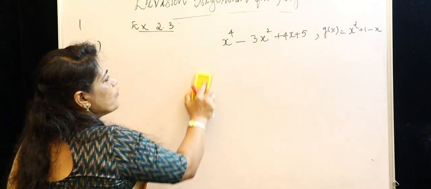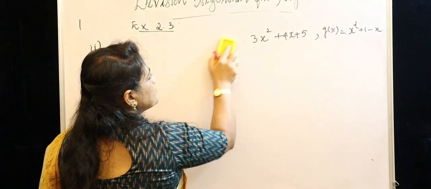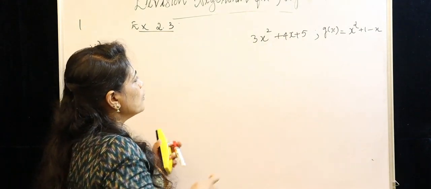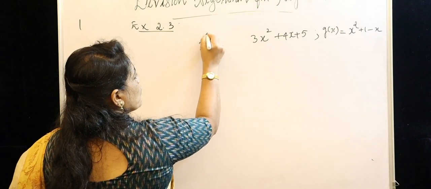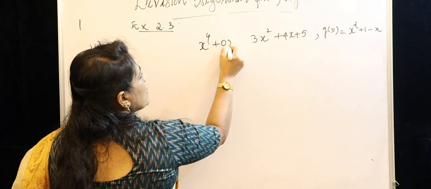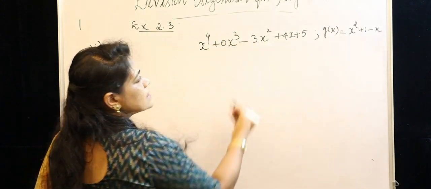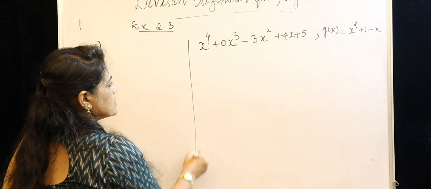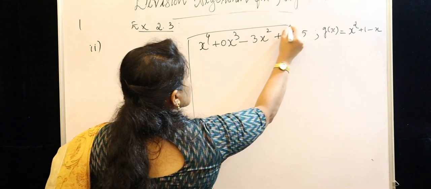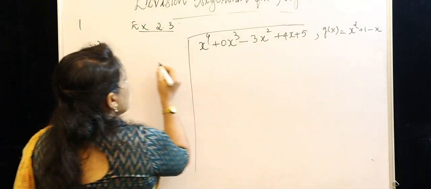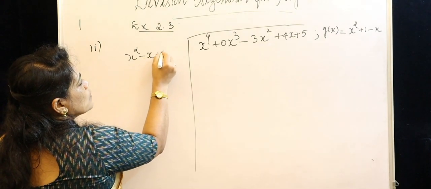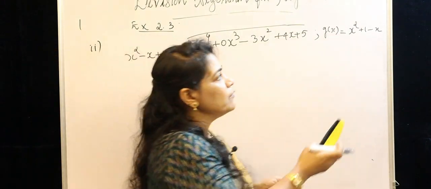That is p of x. Here we need the x cube term. Okay, so x raised to 4 plus 0 x cube minus 3x square. And here g of x is x square minus 6x plus 1. We are going to divide.